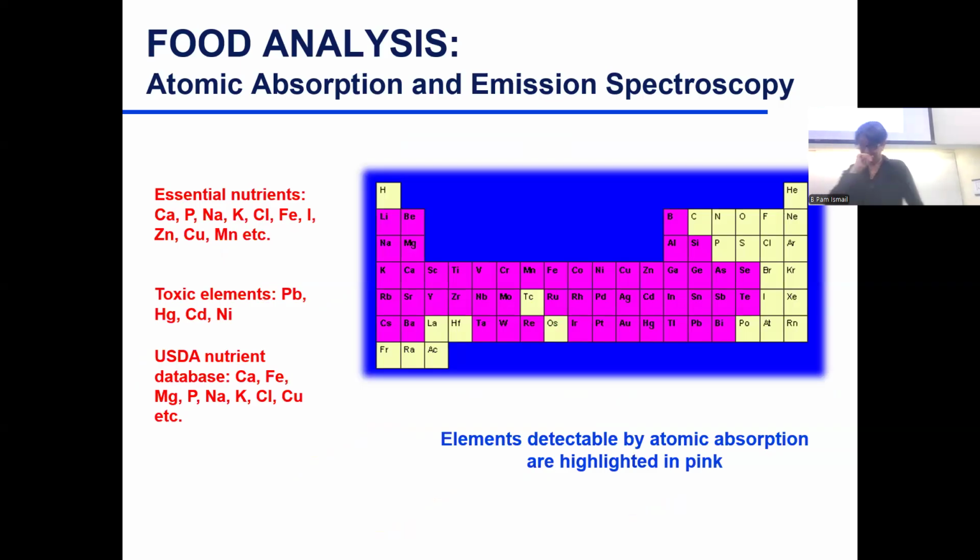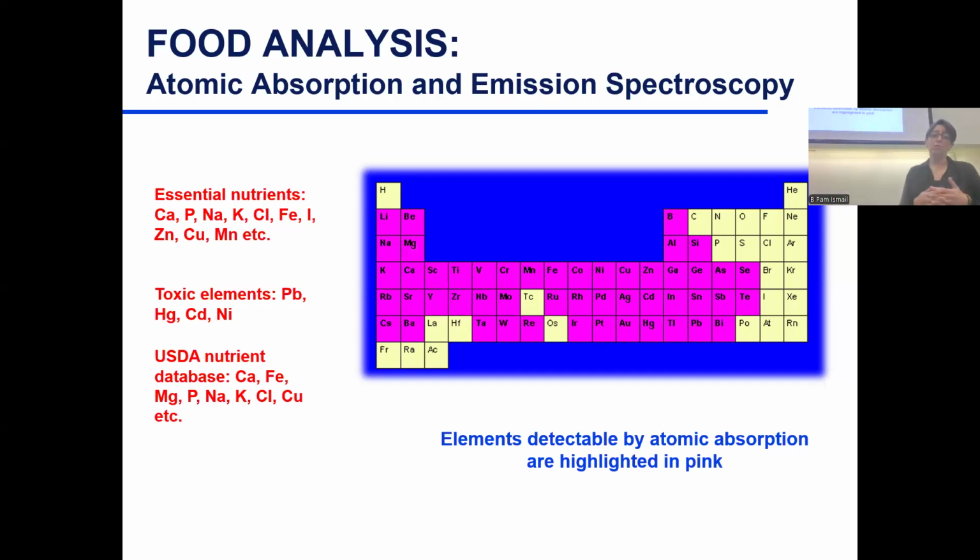So you all love the periodic table, right? So you all know exactly how things are divided in a periodic table, right? No, I don't even know. It's just been confusing. But anyway, this is just to demonstrate that most of the elements can be determined by atomic spectroscopy.